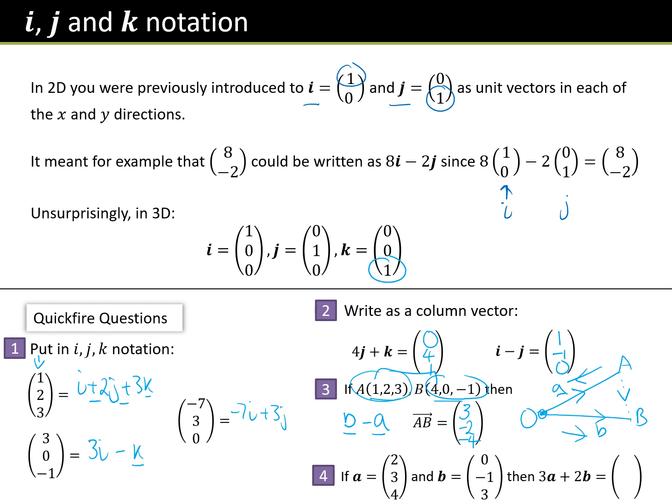Now if we're given these column vectors, A is 2, 3, 4, B is 0, minus 1, 3, then 3A plus 2B means we need to times everything in A by 3 and everything in B by 2 and then add them together. So it's going to be 3 lots of 2 plus nothing, which is going to be 6. 3 lots of 3, 9. 9 minus 2 is going to be 7. 3 lots of 4, 12, plus 2 lots of 3, 6. So that's going to be 18.